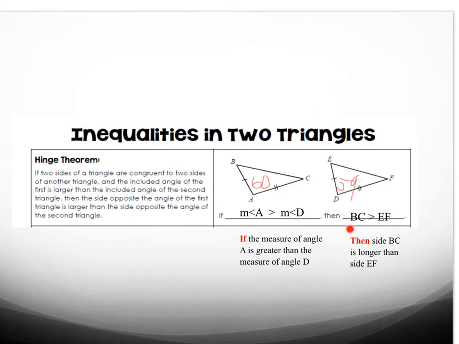So what this is saying is the side across from angle A is bigger than the side across from angle D. If we look across from angle A, we'd see BC. And if we looked across from angle D, we'd see side EF. Well, because 60 is bigger than 59, side BC is bigger. Yay!